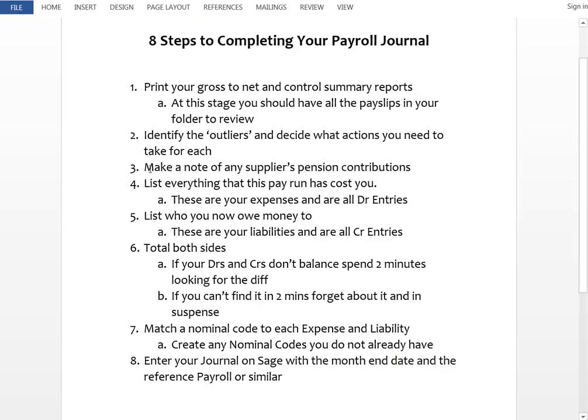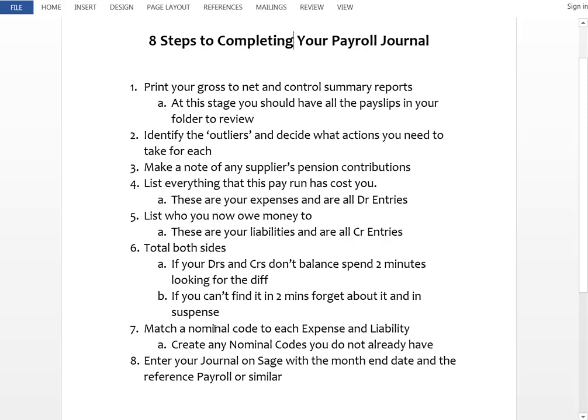So going back to our list, make a list of everything that the pay run has cost you, that's your expenses. Make a list of who you owe, that's your liabilities, they're all credit entries. Total both sides. If they don't balance, spend 2 minutes, guys, only 2 minutes looking for the difference. If you can't find the difference in the 2 minutes, forget about it and put it into suspense.